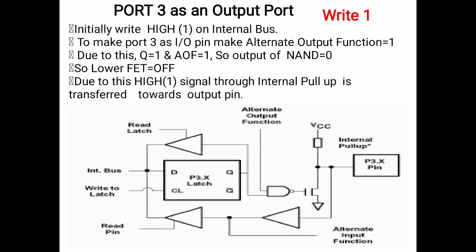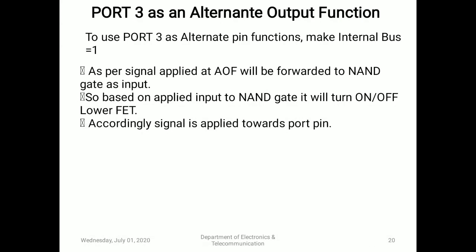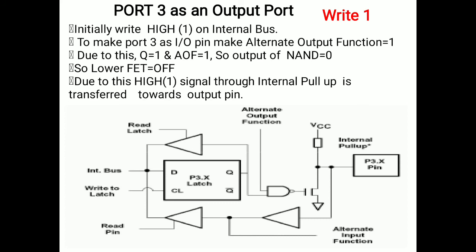For writing 1, you should write 1 on the internal CPU bus, that is here. This 1 is available at the input of the NAND gate, and the other input of the NAND gate is always 1 for the IO function. So the IO function input is 1, and the other input coming from the latch is also 1. That's why when both inputs are 1 1, the output of the NAND gate becomes low. In that case, your lower FET remains off.